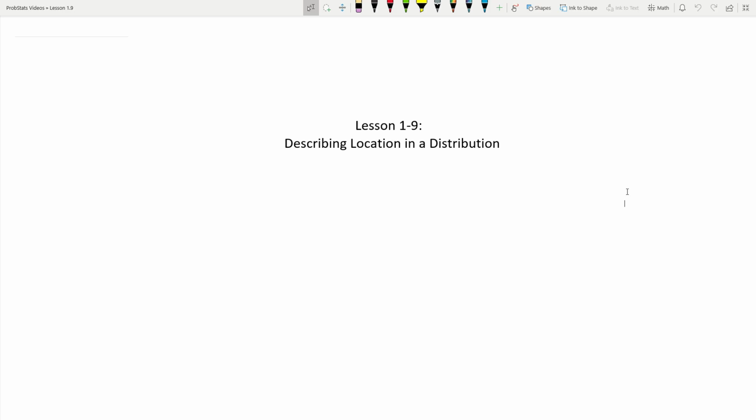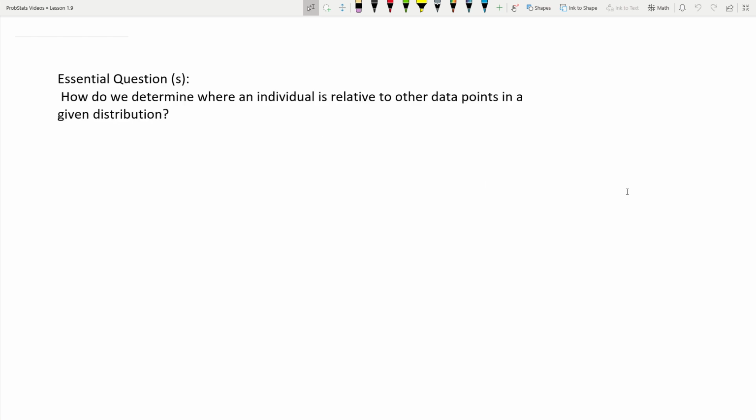All right, welcome to lesson 1.9. We're going to be talking about describing location in a distribution. So the essential question we want to address today is, how do we determine where an individual is relative to other points in a given distribution?